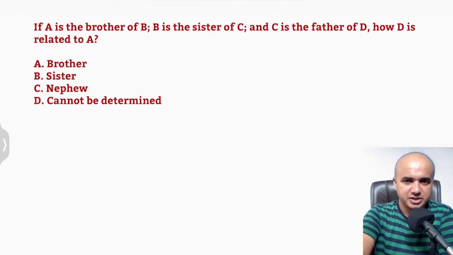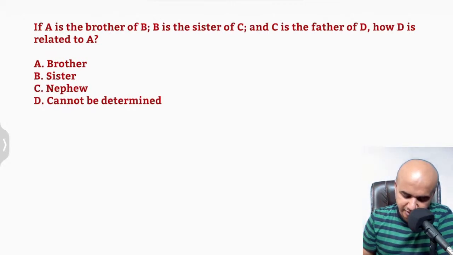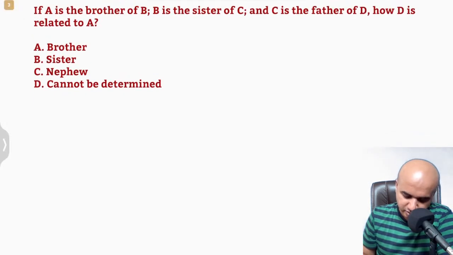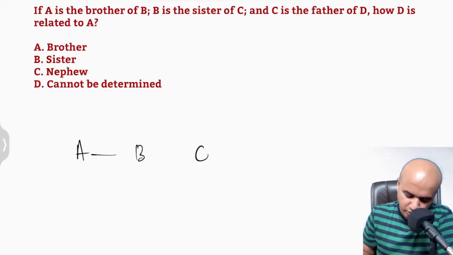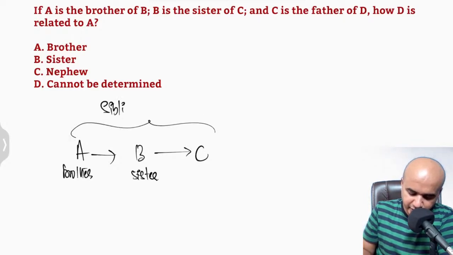If A is the brother of B, B is the sister of C, and C is the father of D, how is D related to A? So again, it would be simpler to break it down into different steps. A, we have B, C. A is the brother, okay. Then B is the sister of C. That means all the three are siblings. That much we have understood.